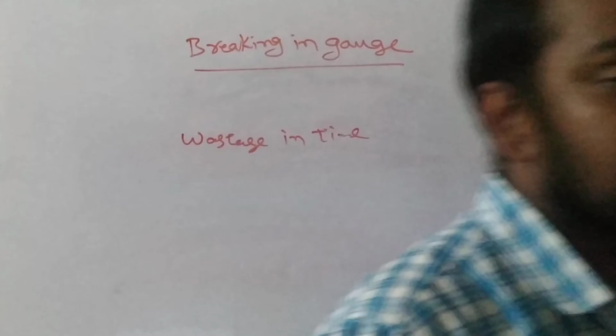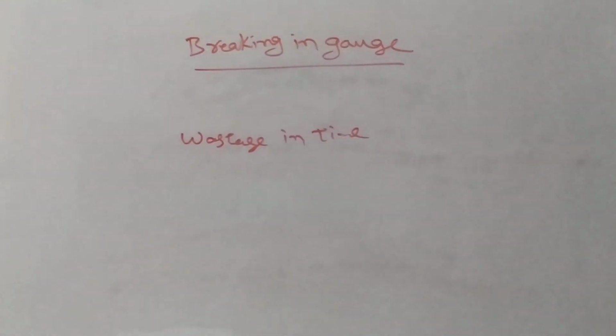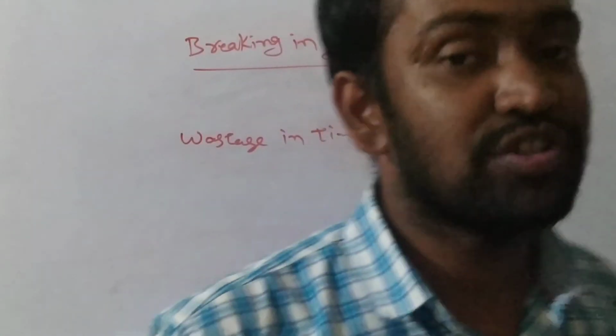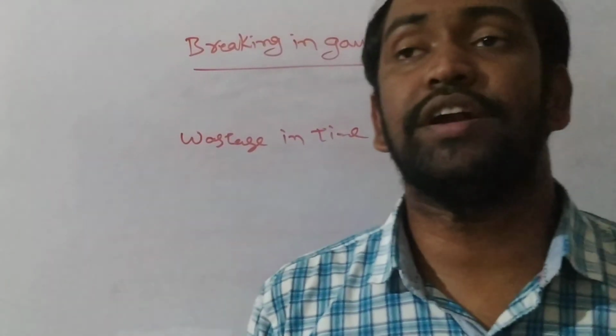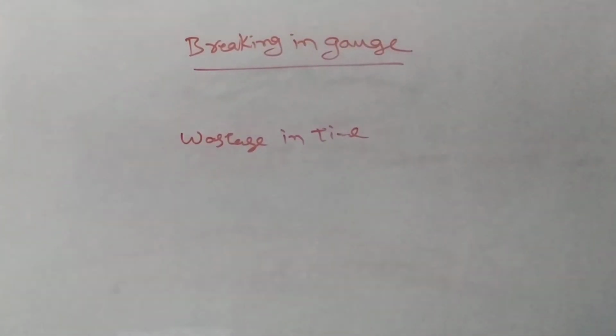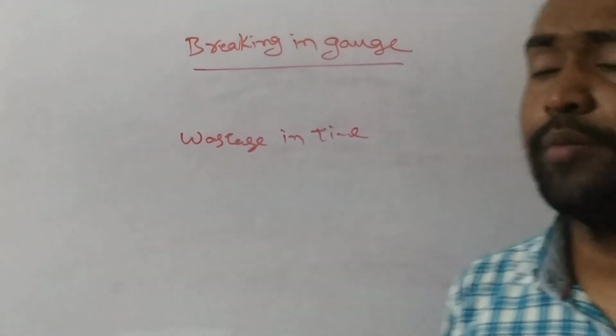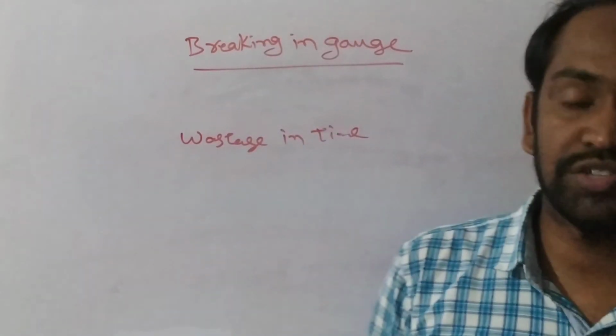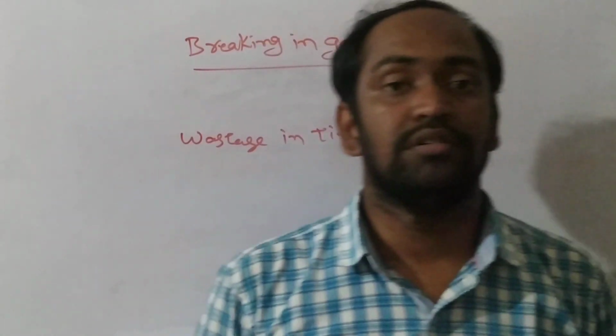Okay, so this is about gauge distances. In this session, we have discussed what a gauge is, what gauge distance is, what the different types of gauges available worldwide are, and what the different types of gauges used in India are. We also saw what uniformity in gauge is, the advantages of uniformity in gauge, what breaking in gauge is, and the advantages and disadvantages of breaking in gauge. Thank you very much.